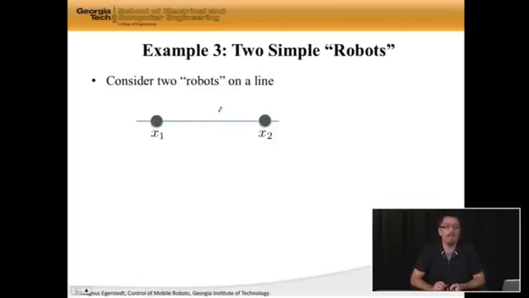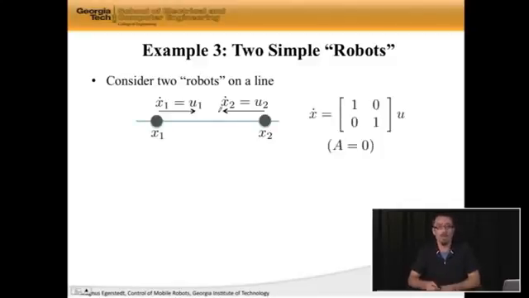2 simple robots. Let's say that we have 2 robots on a line, and what we can do is control the velocities of these robots. So x1 is the position of robot 1, x2 is the position of robot 2, and we want to somehow control them. First of all, x dot is 1, 0, 0, 1, u. We have no A matrix in this case. A is equal to 0, and the B matrix is simply the identity matrix. Let's say that we can measure where the robots are too, so in that case, y would simply be the identity matrix times x, or just x itself, right? So this would be our model of this.